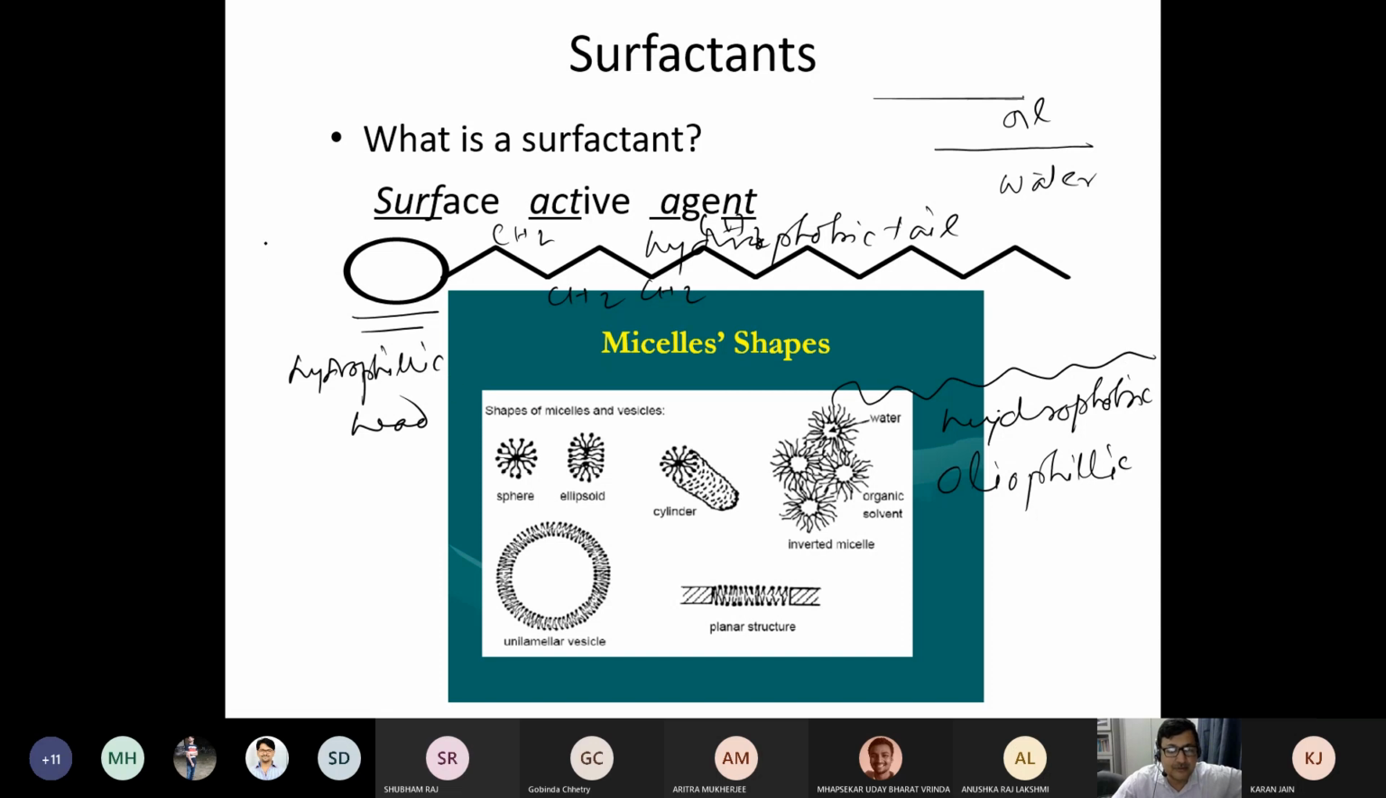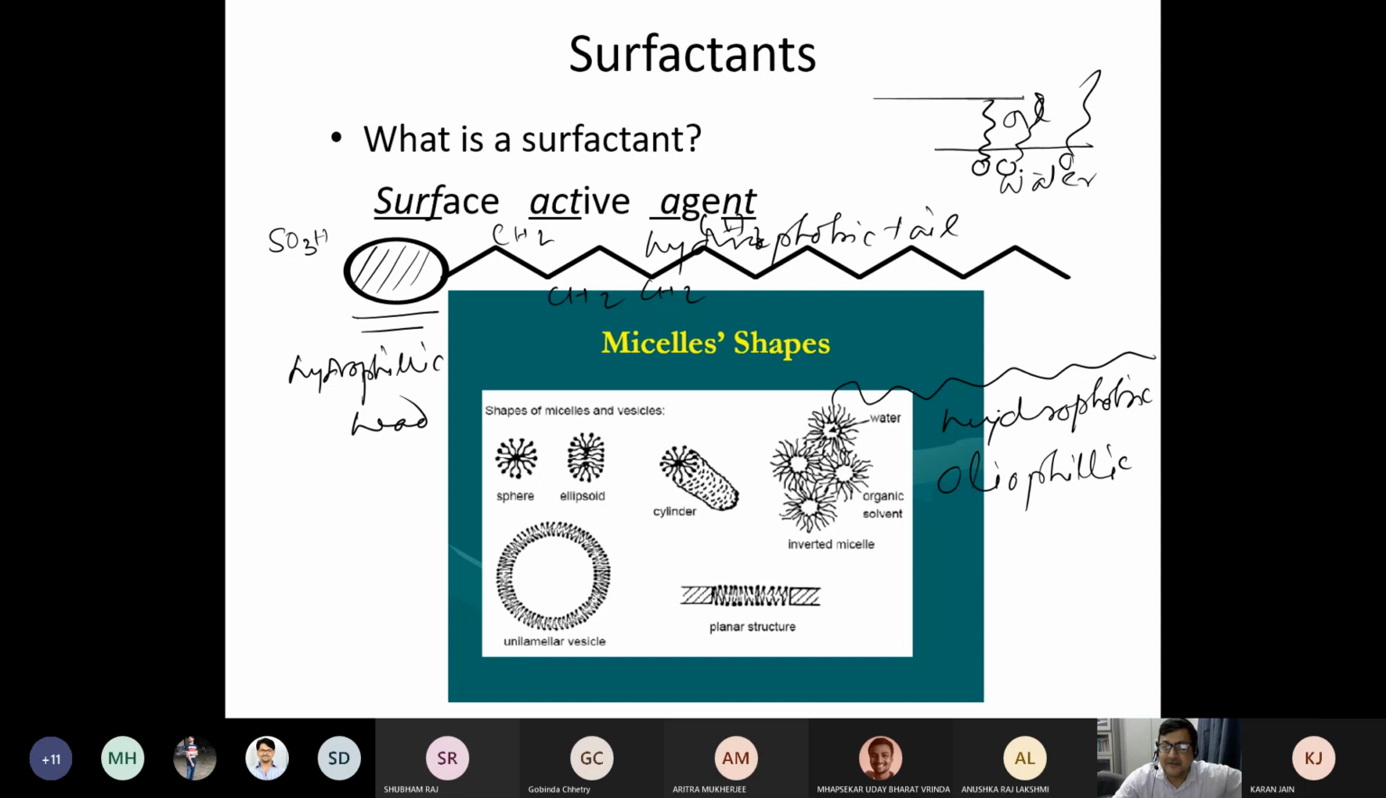Which is like, suppose, sulfate, sulfonic acid, SO3H. Right. So if you can synthesize a material which has a hydrophilic head and a hydrophobic tail, what will happen? The material will reside like this. The material will reside like this. The material will reside like this. So the hydrophilic head is towards water, and the hydrophobic tail is towards oil.